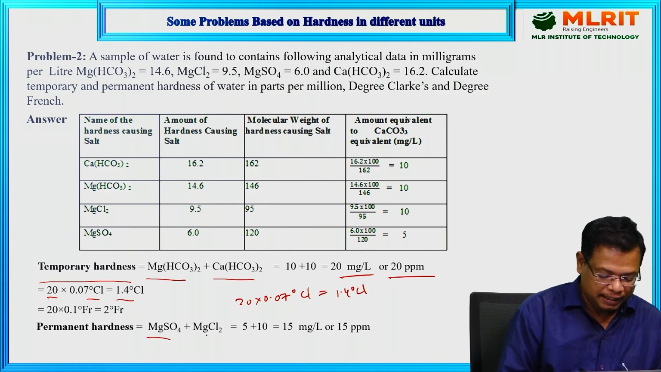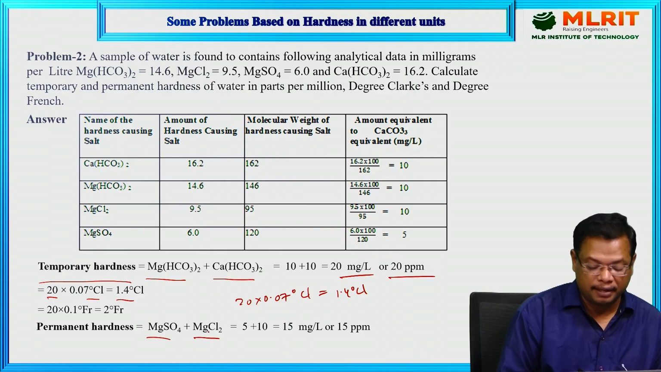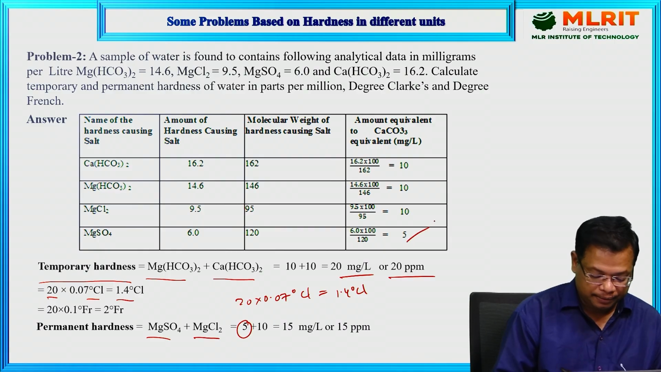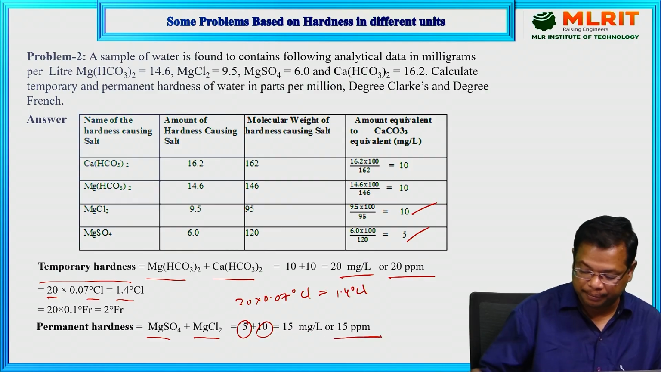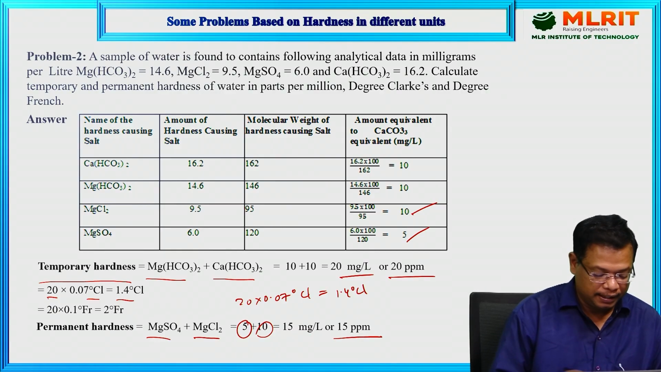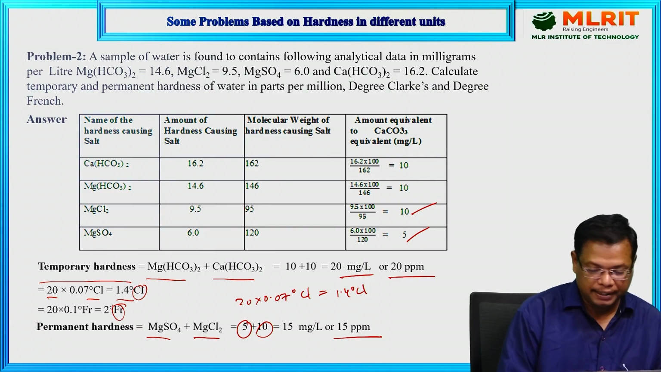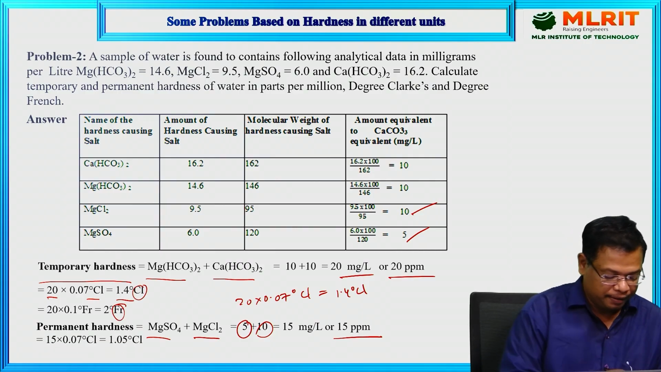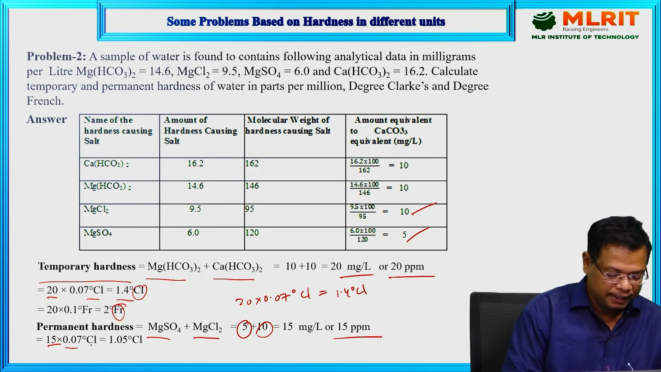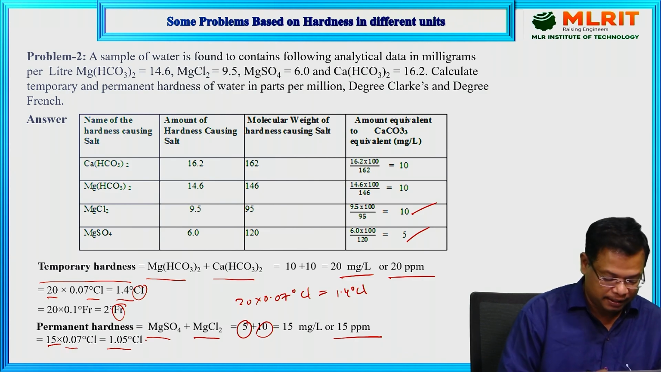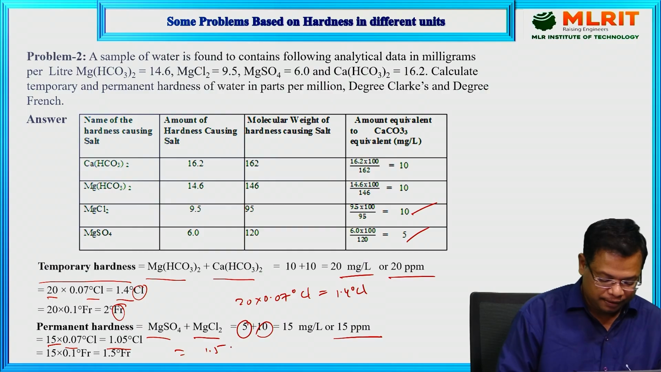Permanent hardness: MgSO4 and MgCl2 are the permanent hardness causing salts. So how much did we get? It is 5 here and 10 for MgCl2, so overall 15 mg per liter or 15 ppm. Now, converting into degree Clarks and French degrees, we follow the same method. 15 into 0.07 equals 1.05 degree Clarks. 15 into 0.1 equals 1.5 French degrees.